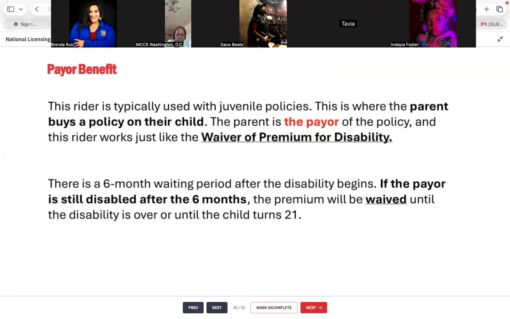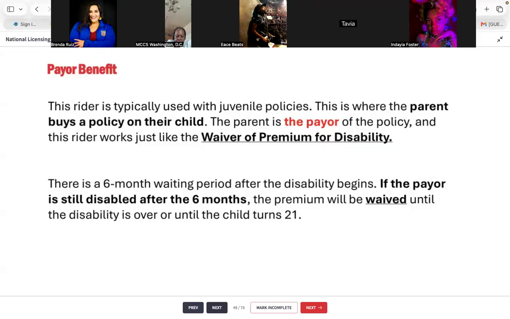Okay, the payer benefit. I also have this. There's a payer benefit where the rider is typically used on juvenile policies, right? So I have children. I have two boys. I have an 18-year-old and a 9-year-old. Now as the parent, if I become disabled for whatever reason, I am not required to make payments on my children's policies. Pretty cool, right?